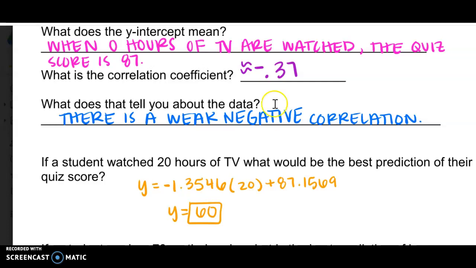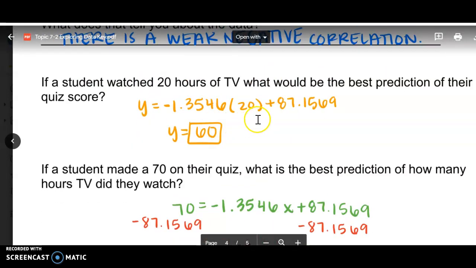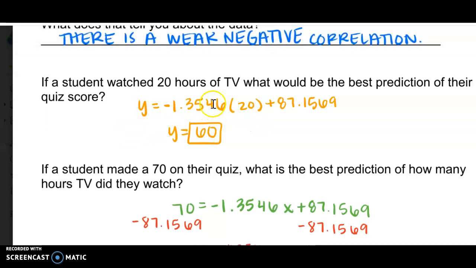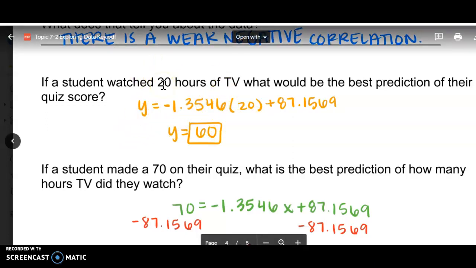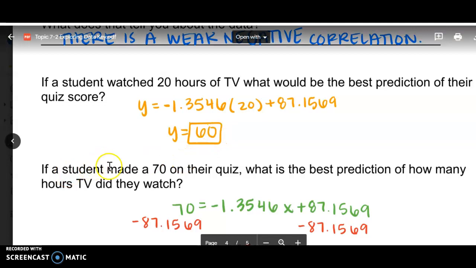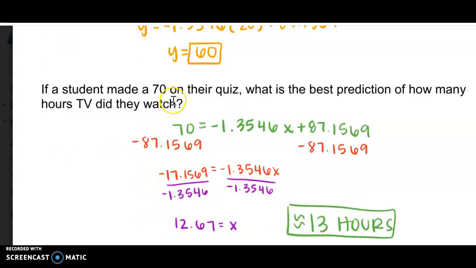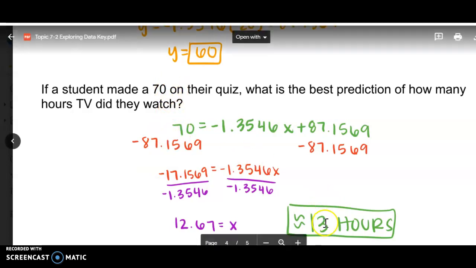weaker they become. You are now going to do predictions, and if a student watched 20 hours of TV, what would be the best prediction of their quiz score? The hours is the input, so you're going to input it into your equation of linear regression, and it would predict that they got a quiz score of 60. And then if a student made a 70 on their quiz, that's the output, so you're going to substitute 70 in for the y and solve for x, and it's about 13 hours.